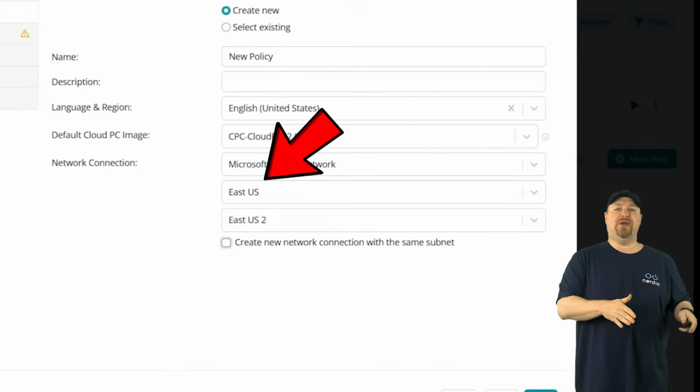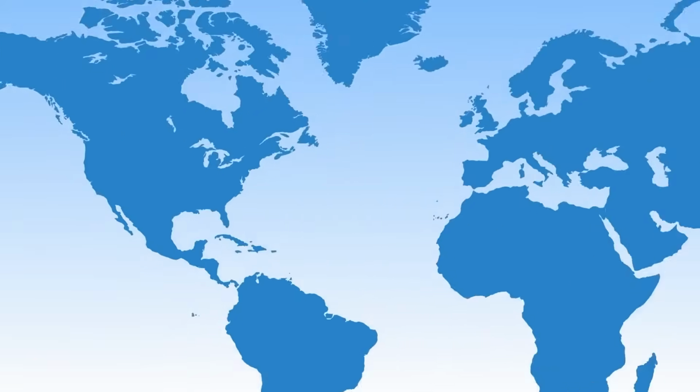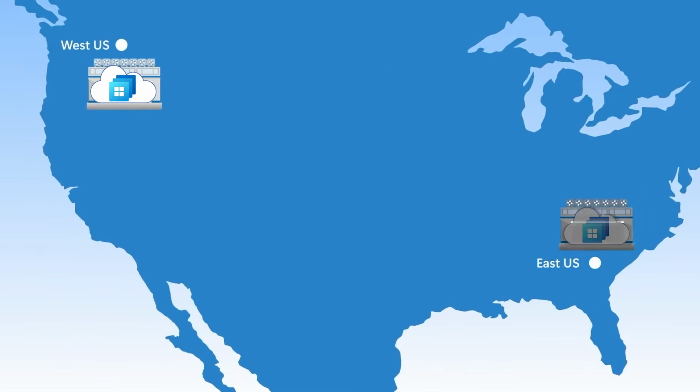As for the network connection, you can choose your own Azure virtual networks or the Microsoft hosted network. Then you just select your region, and that's going to be also where the cloud PC gets deployed, and you have a DR region as well.